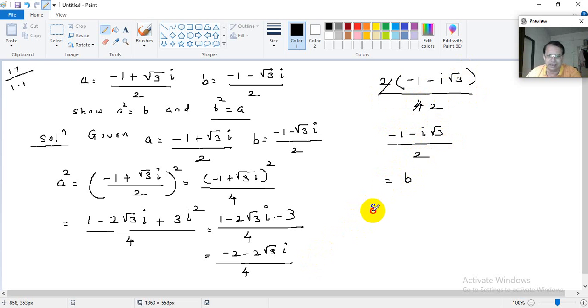Similarly, I will say this is an exercise for you. Similarly, prove that p square is equal to a. I hope you can do this. Very simple exercise. Nothing is there in that.